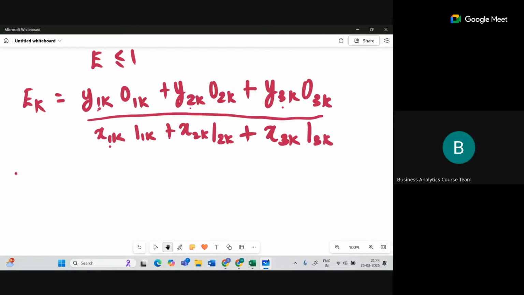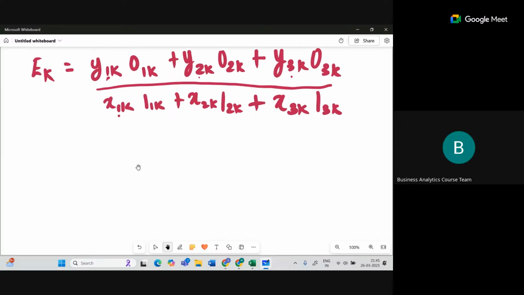So each DMU tries to maximize their own efficiency by adjusting the weights assigned to inputs and outputs. That's all. The constraint is that no efficiency can be more than 1. That's all. Very, very simple. But what is complex here? The other complexity is that it is a non-linear term. Efficiency is a non-linear term where you have a ratio of output and input.